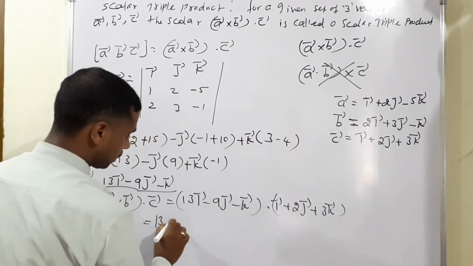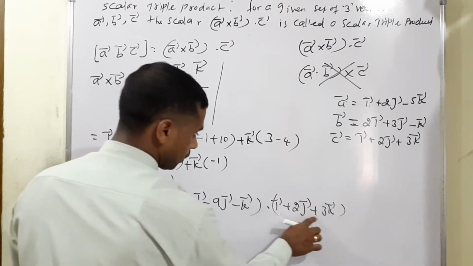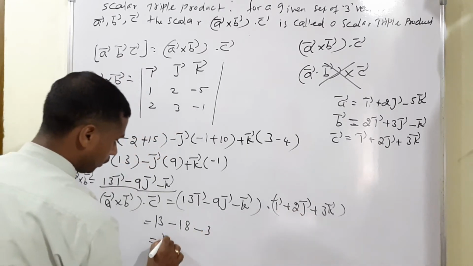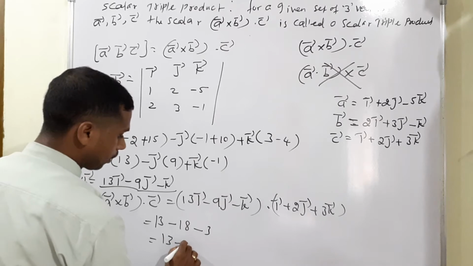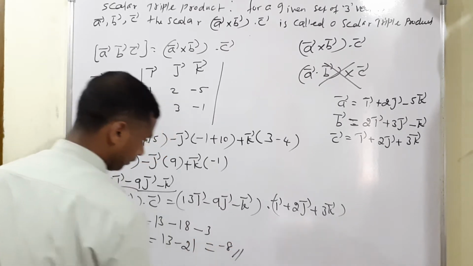Again plus into minus, minus: 9 twos are 18. Then plus into minus, minus: 1 into 3 means 3. Therefore 13 minus 18 minus 3 means minus 8, isn't it?